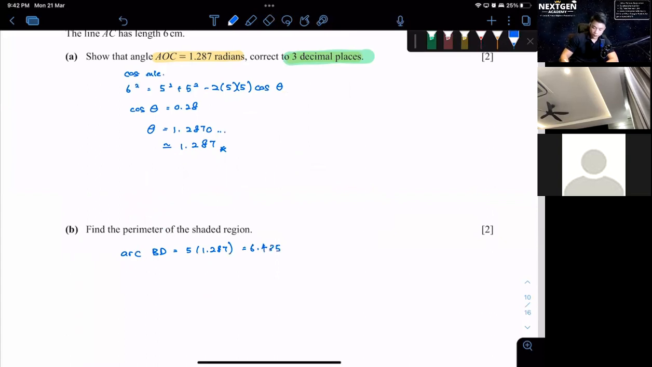which would give me 6.435. So my total perimeter of the entire shape, I should get 4 times 5, which is my radius, plus 6 plus 6.435, which is equals to 32.4.